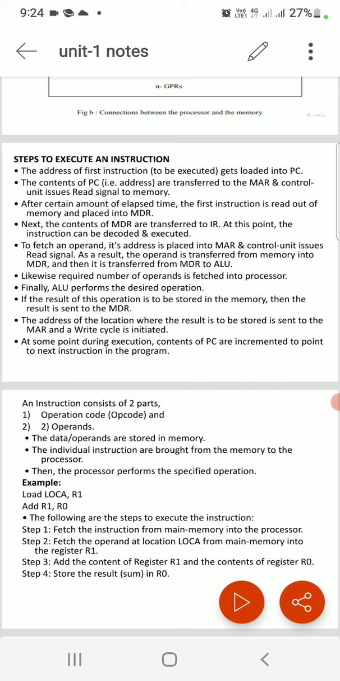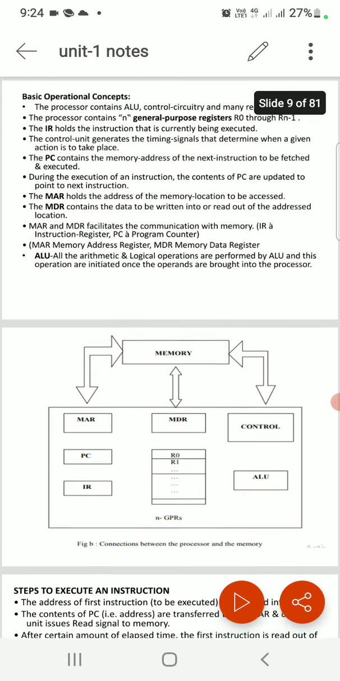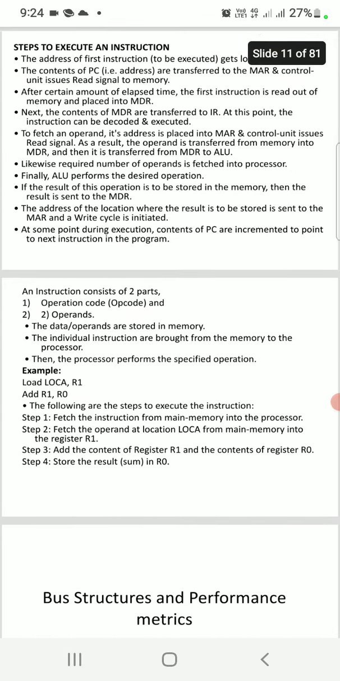Step 1, fetch the instruction from main memory into the processor. Fetch the operand at location A from main memory into register R1. Add the content of R1 and the content of register R0. Store the result in R0. So this is the basic operational concept of computer architecture.